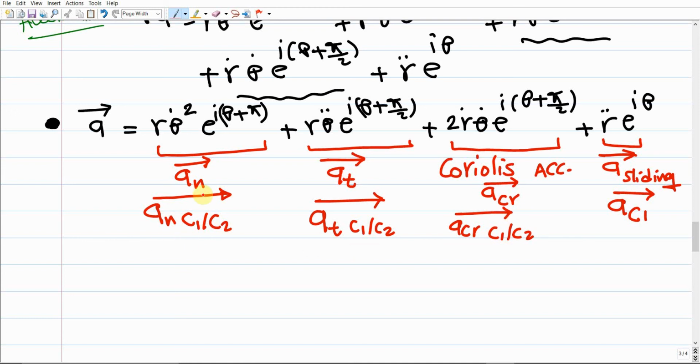So we understand what normal acceleration means, what tangential acceleration means, and the slider acceleration. How about this one? This comes up depending on the linear velocity and the angular velocity of the link and the slider itself. So it is a compound or complex type of acceleration.